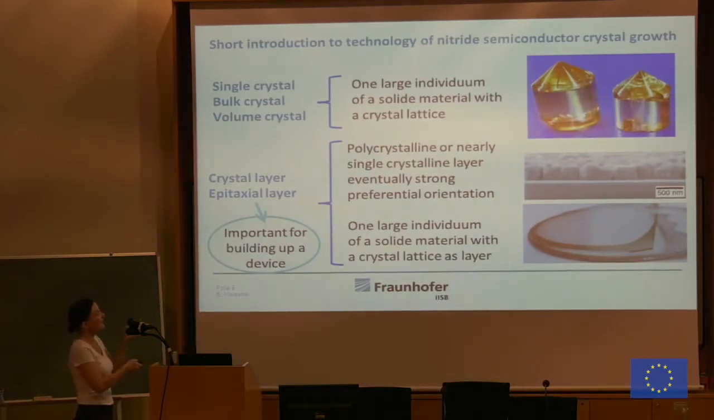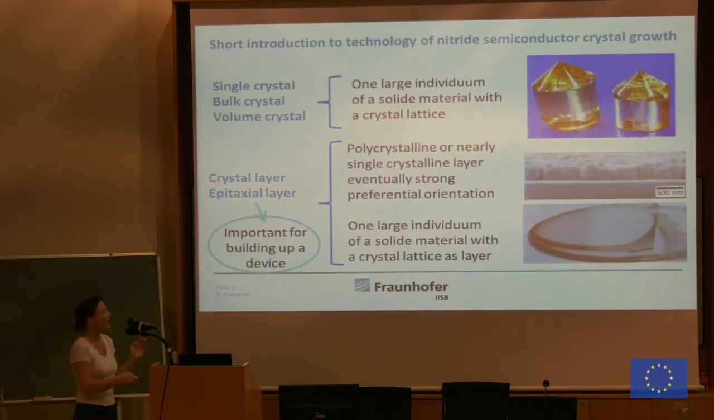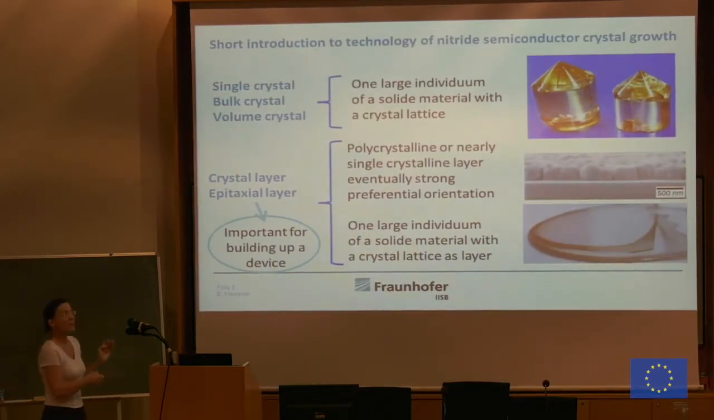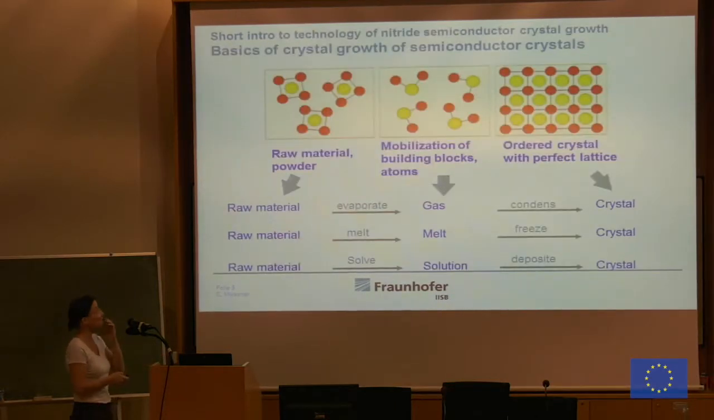And you may have something which is kind of a large individuum in the form of a crystal layer on some substrate. And if that also has a strong geometrical relation to the substrate, you call it an epitaxial layer. And the epitaxial layer is what is important for building up an electronic device. So an electronic device is just a set of many epitaxial layers.